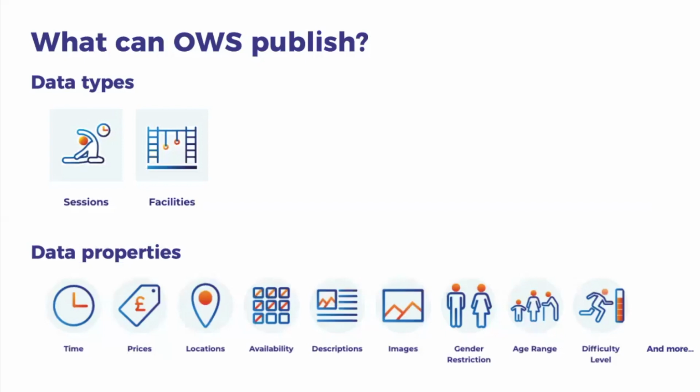Where you can work to differentiate your activities and make them really clear for consumers to decide to take part in is really with the images and some of the other information that we'll come on to talk about, the description, difficulty level, things like that. And that just makes the data a lot more useful for the end users that are looking at this and deciding whether they want to get active today or not.